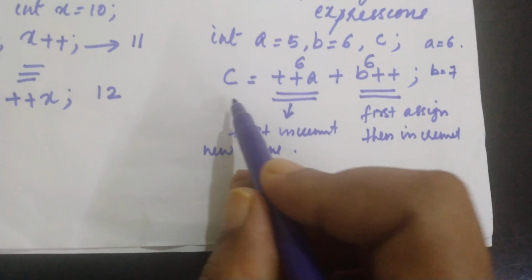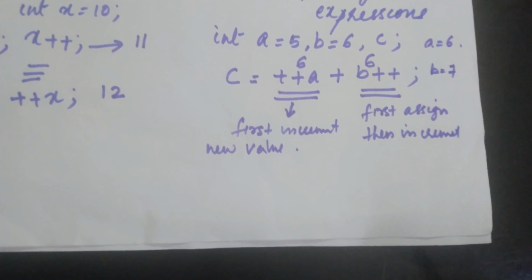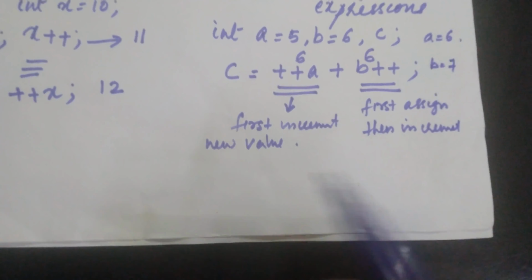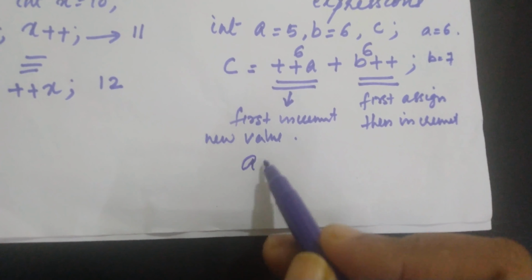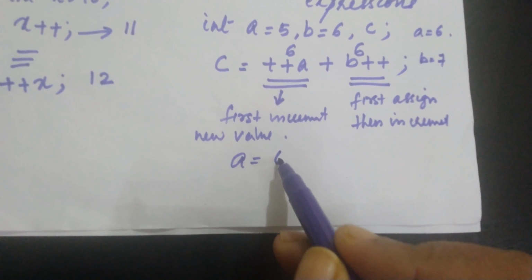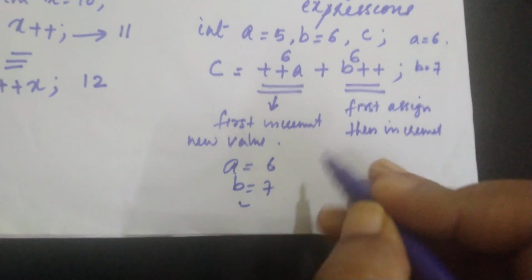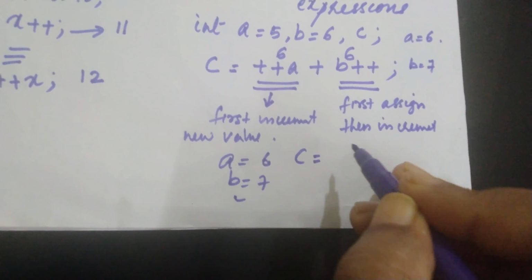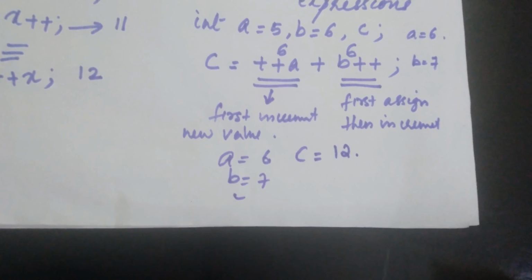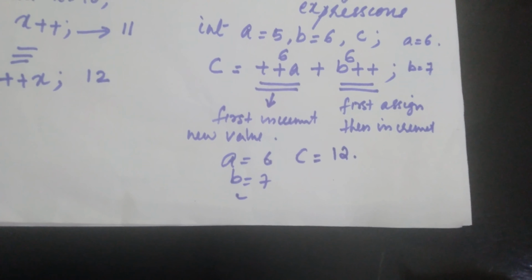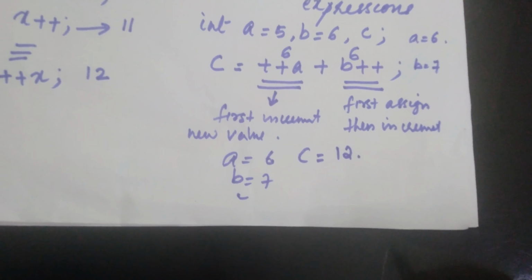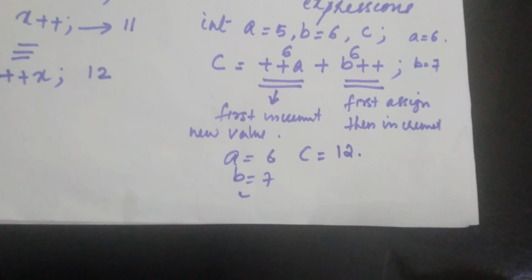So after writing this expression, when a, b and c are printed, the value of a will be equal to 6, b will be equal to 7. But the value of the expression, that is c = 6 + 6, is 12. That is, the old value of b, which is 6, is taken into the expression.